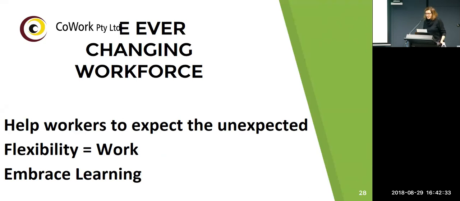We have a forever changing workforce. We need to help workers to expect the unexpected. Flexibility equals work. We need to encourage people to be flexible in how they approach their workplace, how they approach looking for new jobs, if that's what they need to do, like a bricklayer with occupational dermatitis who could not go back to bricklaying. What else can he do from a skill set, from his expectation for remuneration? By being flexible and adaptable is where people are most likely to succeed.